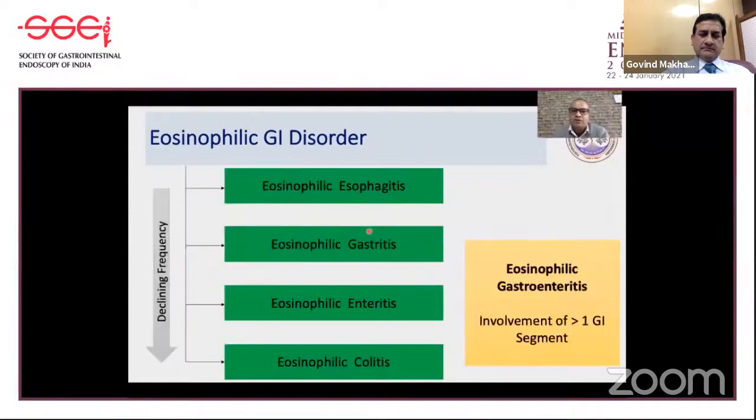So eosinophilic GI disorders are a spectrum of many diseases, and these may include eosinophilic esophagitis, gastritis, and involvement of the small bowel or the colon. Now, the term gastroenteritis is usually used for gastritis and enteritis. It must involve at least two segments of the GI tract. Esophagitis is not usually included in this particular terminology.